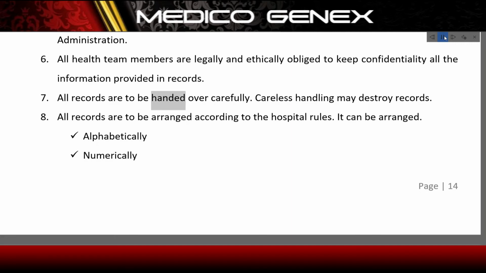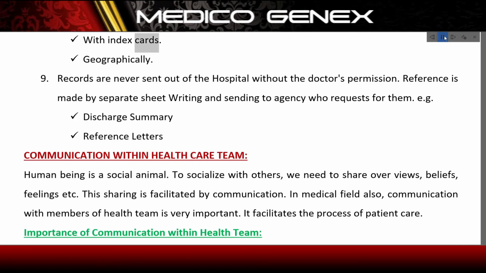All records are to be handled carefully. Careless handling may destroy records. All records are to be arranged according to the hospital rules. It can be arranged alphabetically, numerically, with index cards, or geographically. Records are never sent out of the hospital without the doctor's permission. Reference is made by writing on a separate sheet and sending to the agency which requests for them, e.g. discharge summary, reference letters.